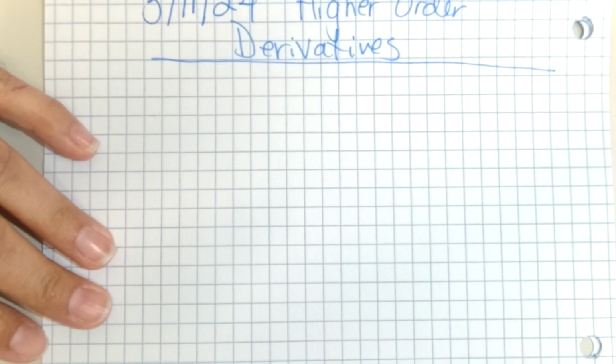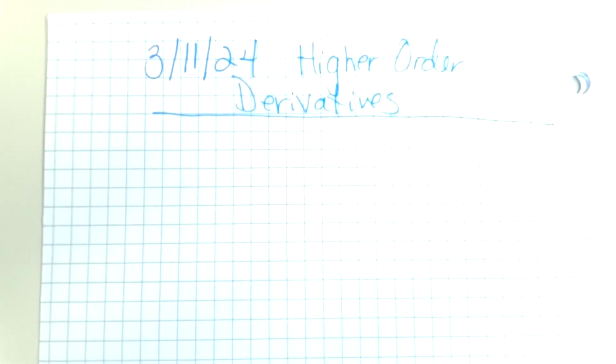Higher order derivatives. Jaime, can you turn off the middle light?